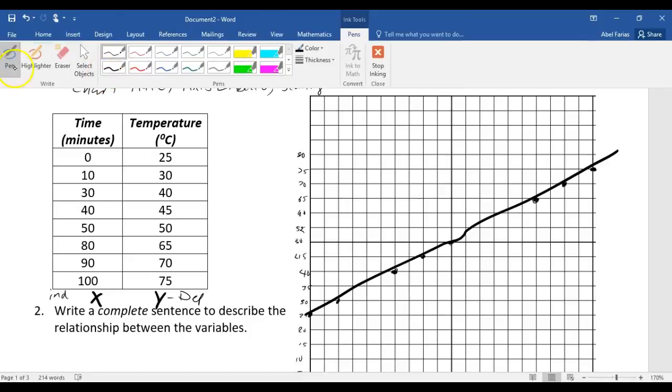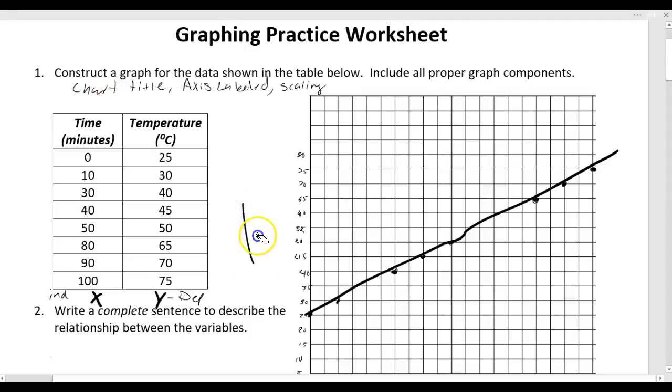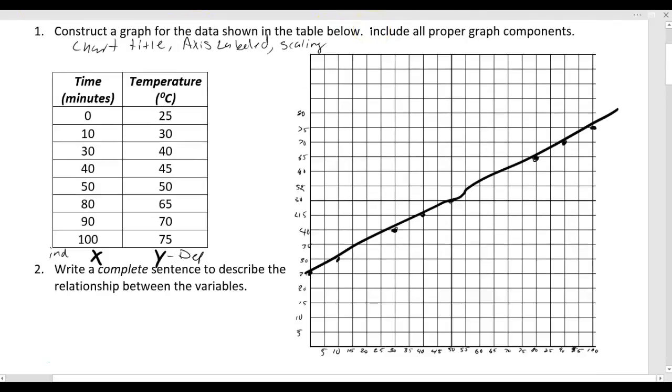The axes that we have here, we need to label them correctly. This is our x-axis, this is our y-axis. Remember, we label them based off of our independent and dependent variable. Our independent variable in this case is time, so we'll label this time. The units we put in parentheses, so our units are minutes. Same thing with temperature, which is in degrees Celsius. So there we have time and temperature.